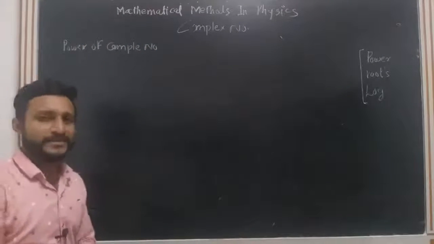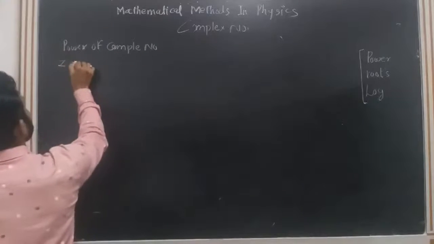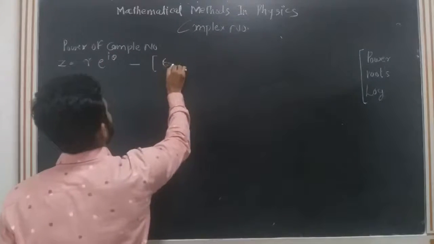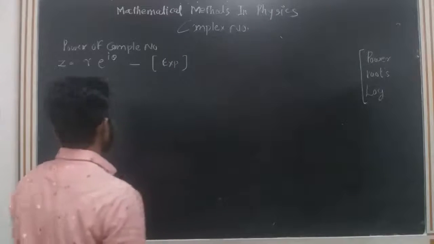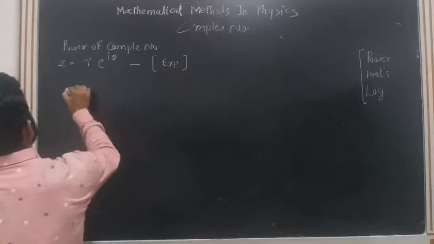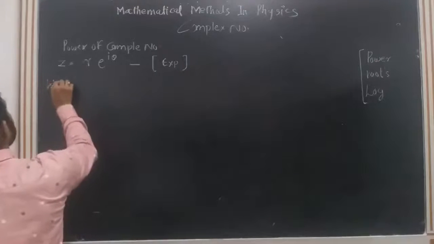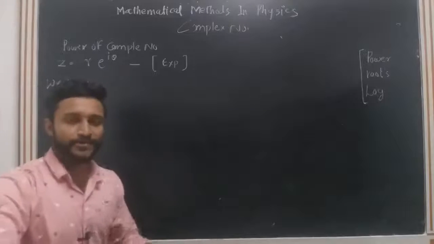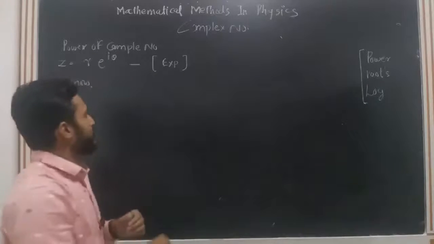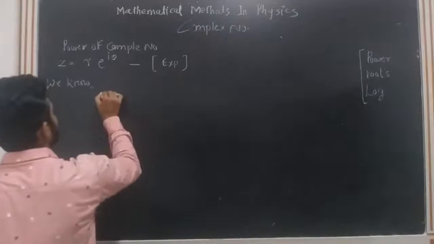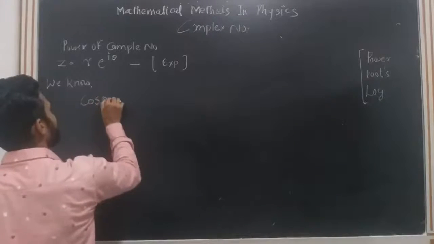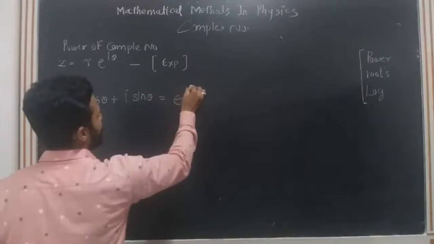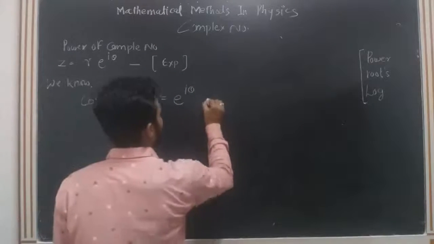So as we know, z is equal to r e raised to i theta is the exponential form of a complex number, right? And we know the Euler's formula that we have proved in the first lecture. You can go through our lecture series. So that is nothing but cos theta plus i sin theta equal to e raised to i theta. This is the Euler's formula.